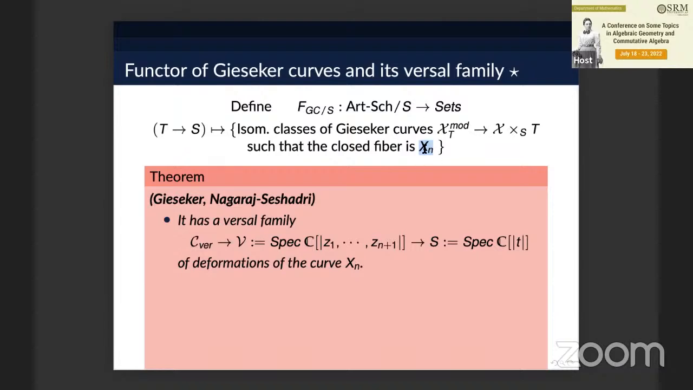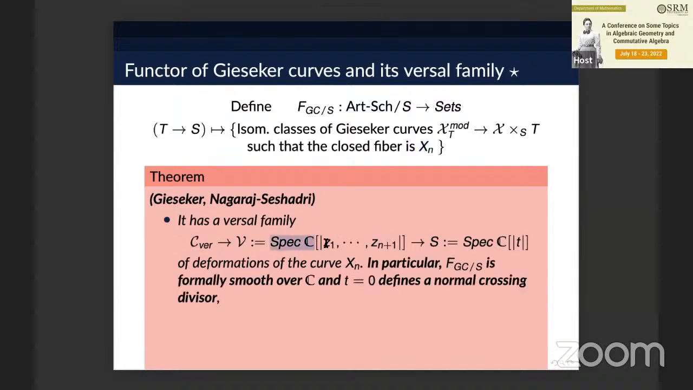Okay, let's go ahead with the Xn. Then Gieseker and Nagaraj-Seshadri showed that this functor has a versal family, which is isomorphic to Spec of C[[z1, z2, ..., zn, t]] over S, which is Spec of C[[t]]. This versal family is the deformation space of this fixed curve, and there also exists a universal family on this versal space.